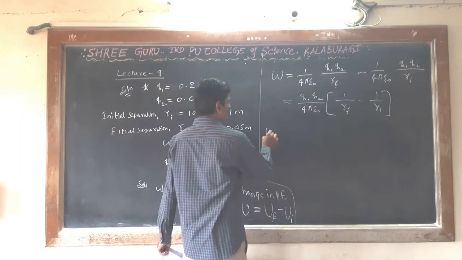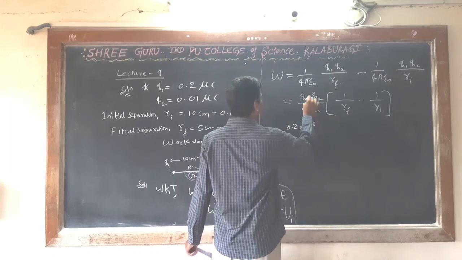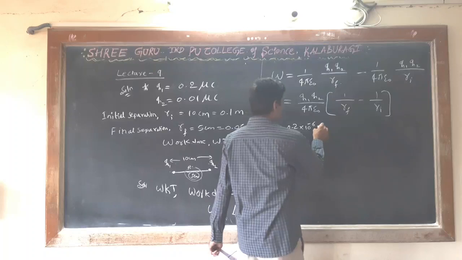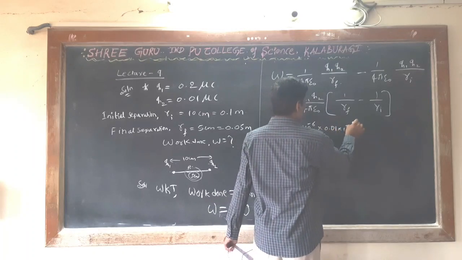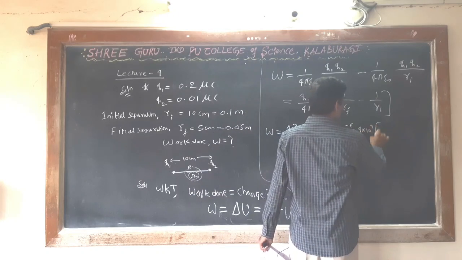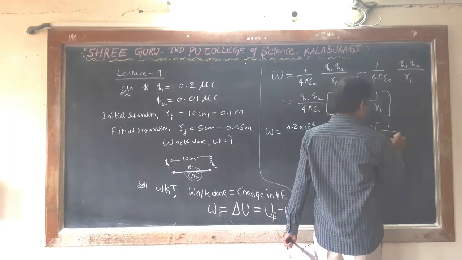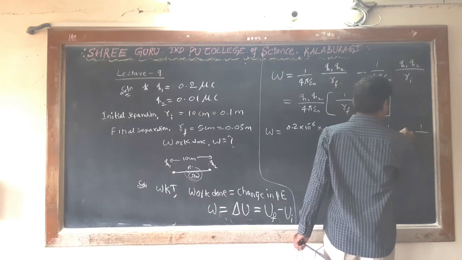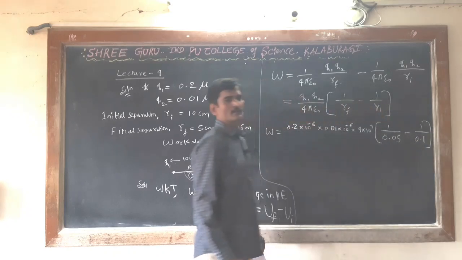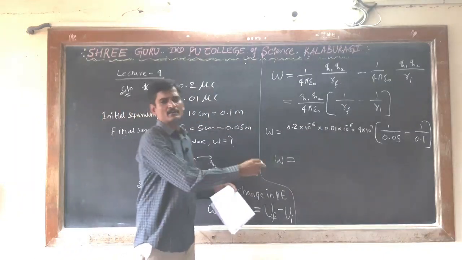So now substitute the values. W is equal to Q1 is 0.2 into 10 to the power minus 6, 0.2 microcoulomb, micro means 10 to the power minus 6. Q2 is 0.01 into 10 to the power minus 6. 1 by 4 pi epsilon naught is 9 into 10 to the power 9. 1 by RF is 1 divided by 0.05, minus 1 divided by Ri, which is 0.1 meter, right? Now do the simplification, you will get the answer. Do the calculation on your own, I will not do the calculation.